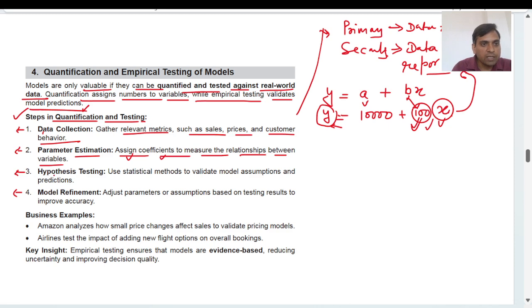Now the next point is hypothesis testing. In hypothesis testing, there are two types of assumptions. First is called the null hypothesis, and second is called the alternative hypothesis.